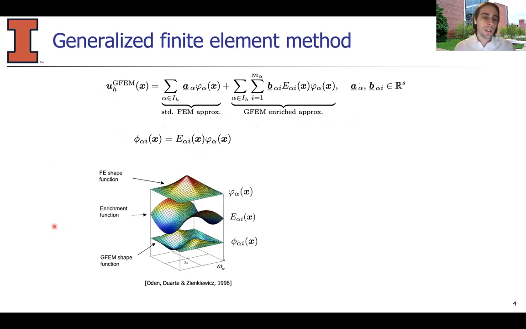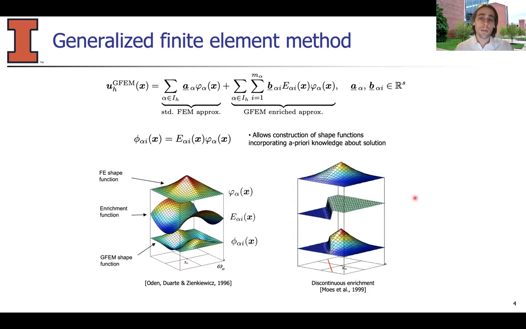This is illustrated in this figure on the left, where there's the FEM shape function times this enrichment function that gives rise to the GFEM shape function in the bottom. And this allows for the construction of shape functions that incorporate a priori knowledge about the solution. For instance, the Heaviside function here can be used to model the jump in displacement in a fracture.